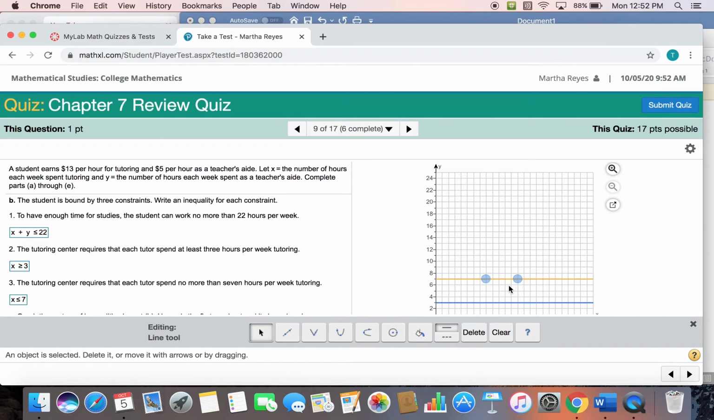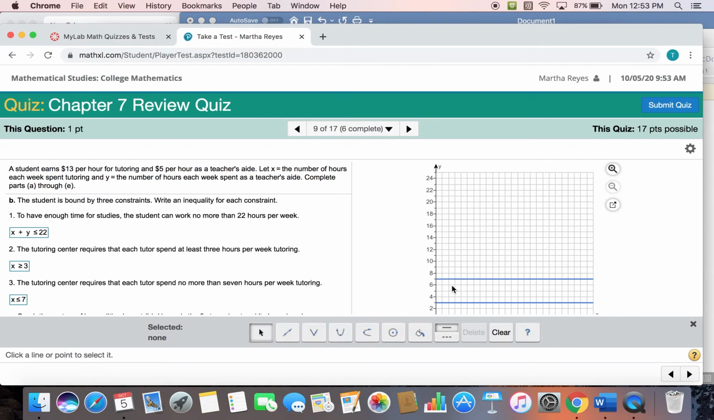All right, so the values for these two, it has to be below this. I don't see how to fill in the amount, but the actual solution set would be between these two values right here. Now, when we do x plus y less than or equal to 22, we would set that in the form y equals mx plus b, where y is less than or equal to negative x plus 22.